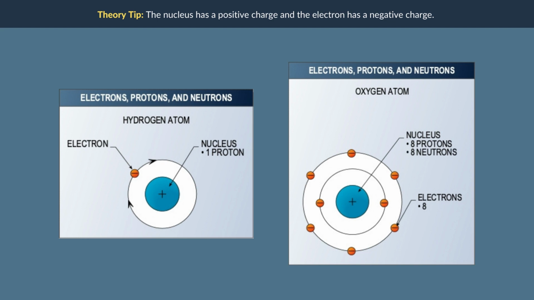A positively charged atom is called a positive ion, and a negatively charged atom is called a negative ion. Molecules that are charged are also called ions. The illustration shows the components of hydrogen, which has one electron and one proton. The other illustration shows a diagram of an oxygen atom, which has 8 protons, 8 neutrons, and 8 electrons.